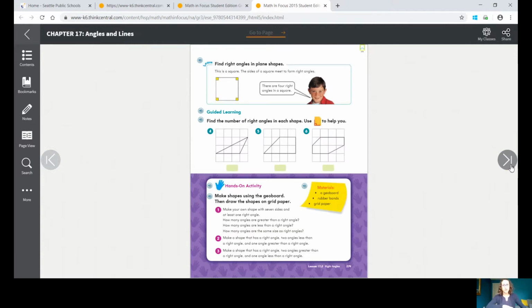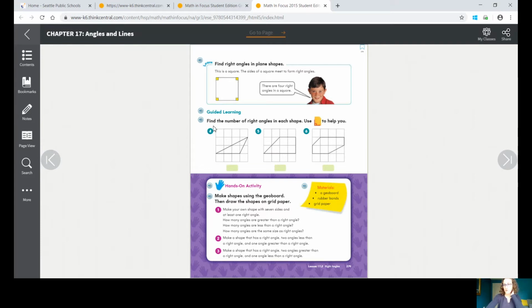Let's look at another example here on page 279. This one says find right angles in plane shapes. So this is a square and the sides of the square meet to form right angles. There are 4 right angles in a square, and again, we're seeing that symbol, that sign that means, without even having to measure, that that is a right angle. Yep, there's 4.